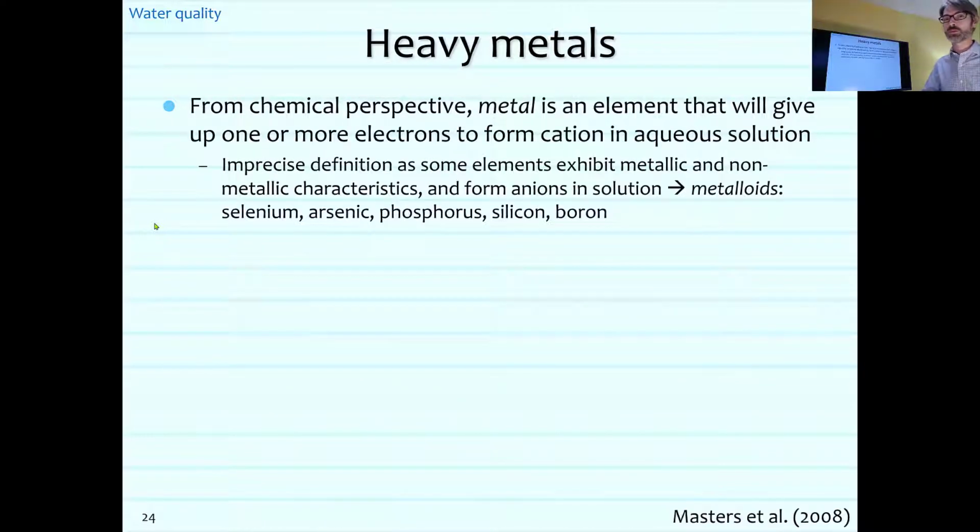Heavy metals can also be present in water. From a chemical perspective, a metal is an element that will give up one or more electrons to form a cation in aqueous solution. This is, of course, an imprecise definition, as some elements exhibit metallic and non-metallic characteristics, and they'll form anions in solution. These are called the metalloids, so things like selenium, arsenic, phosphorus, silicon, and boron.